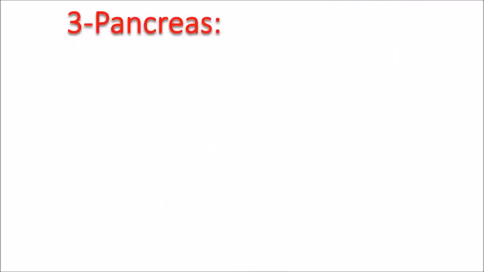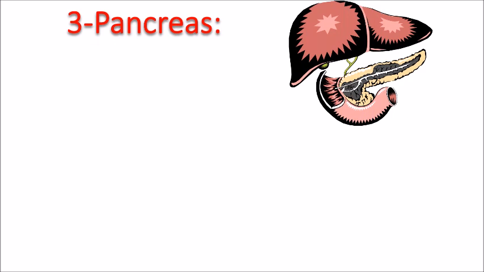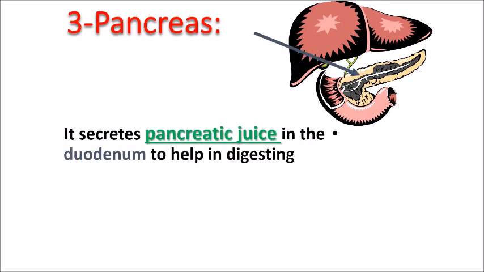Number 3 in the digestive canal supplementaries is the pancreas. Yes, this is the pancreas. It secretes the pancreatic juice and pours the pancreatic juice inside the duodenum. The function of the pancreatic juice is helping in digestion of food.